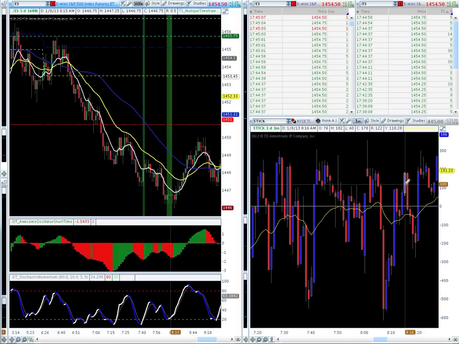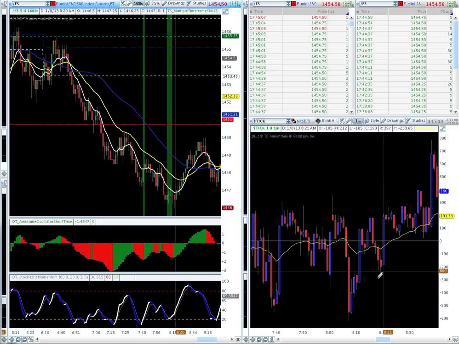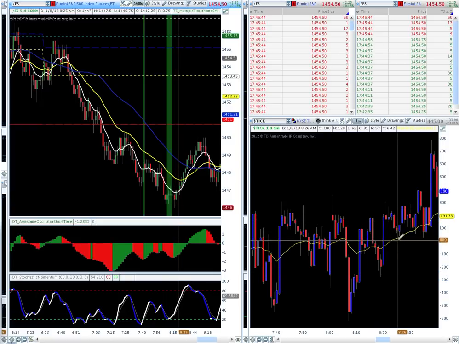So now it's more of a neutral market. It's not the big sell-off that it was earlier in the day. So now look here. Now we got a thrust up, and look here. The tick used the zero level as some type of support. Now I wonder what happened in the market at that exact time.